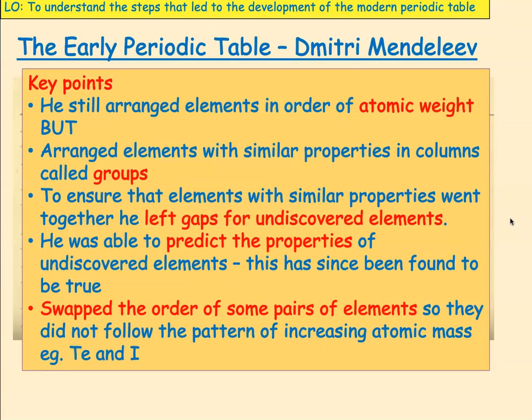Okay, so he still put them in order of atomic weight. He did put them in groups. But what he did, which Newland's didn't do, was he left gaps for undiscovered elements. What he also did was he predicted the properties of those elements. And when they did discover them, they found that he was spot on with all of the properties. The other thing that he did, which when you're doing a paper you often forget, is he swapped the order of some of the pairs of elements, which we'll talk about a bit later on. So he was more fixated on putting them in the correct group than putting them in the correct order of atomic weight.